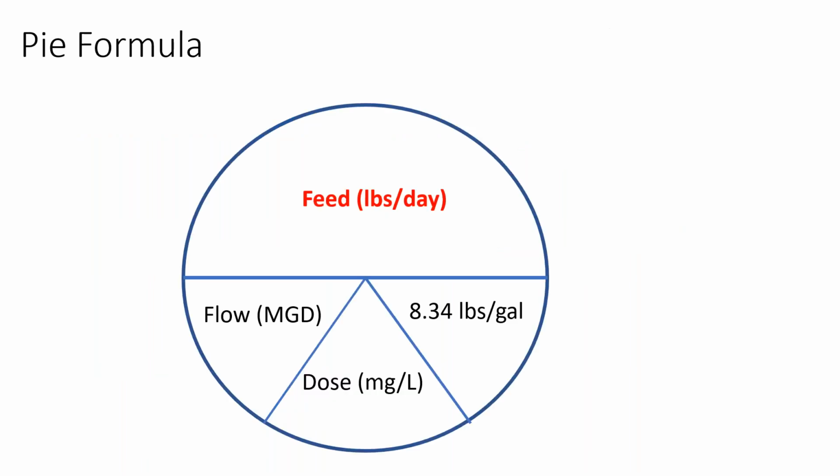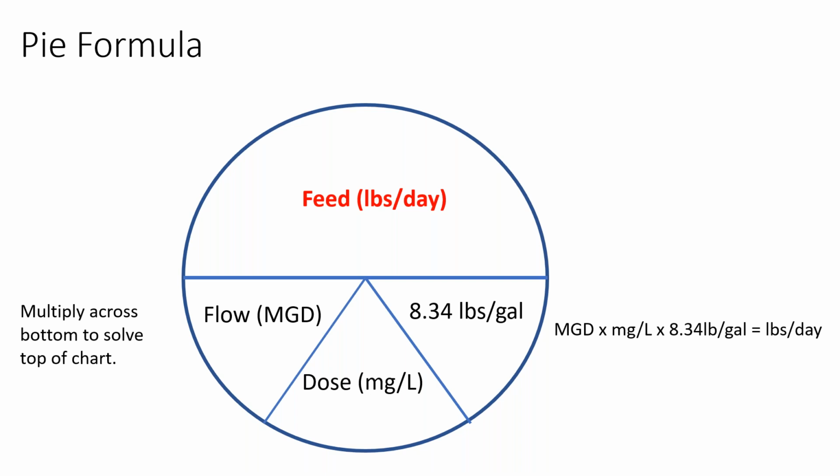Now we can also use a pie formula to calculate the pounds formula. We create a circle, divide it in half from the top and the bottom, and then create a little triangle that divides the bottom into 3 components. How do we use this? We multiply across the bottom, flow times dose times 8.34, to get the top, the feed in pounds per day.